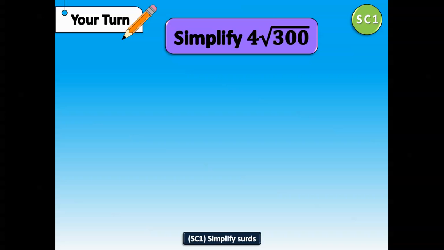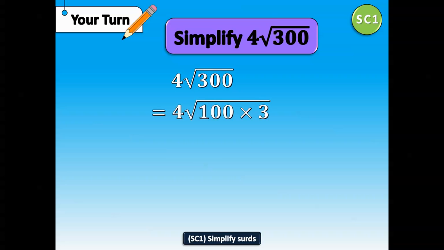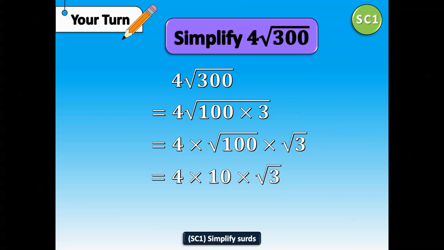So in this question, we want to simplify 4 root 300. We can simplify root 300 because 100 is the biggest square number that goes into 300. So we can rewrite it as root 100 times 3. We can square root 100, which is 10. And 4 times 10 is 40. So we can simplify it to 40 root 3.